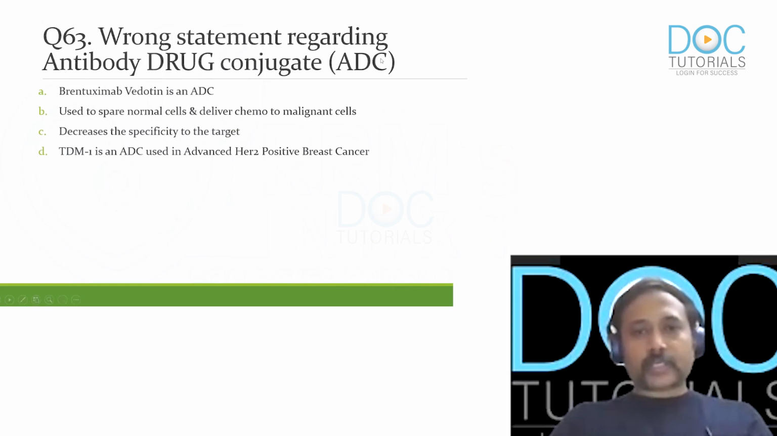Yesterday also we had a discussion about antibody drug conjugates. So here, which is the false statement about antibody drug conjugates? Okay. So brentuximab vedotin is an example of an ADC. It is used to spare the normal cells and deliver chemo to the malignant cells. And then you have a decrease in specificity.